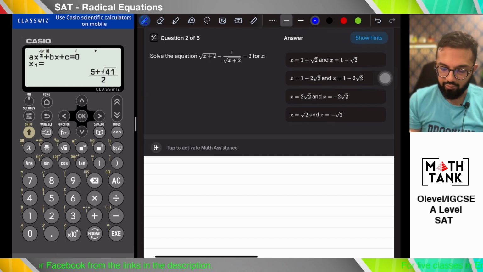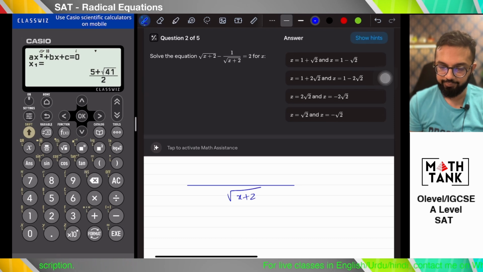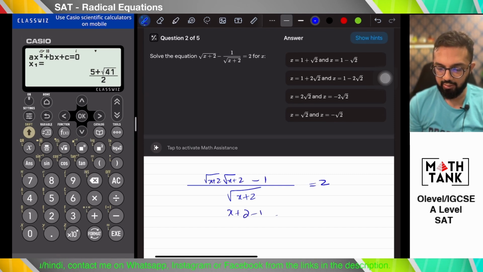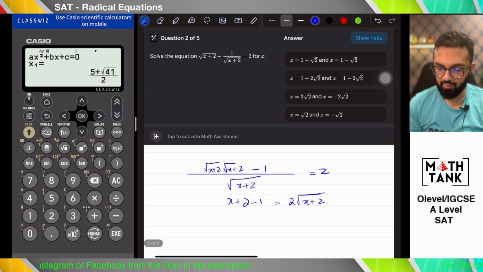Okay, that sounds challenging for a bit, but I'm going to take a common denominator. So this gets multiplied with root of x plus 2 into root of x plus 2, which will give me just x plus 2 minus 1, and then 2 root of x plus 2. That gives me x plus 1.